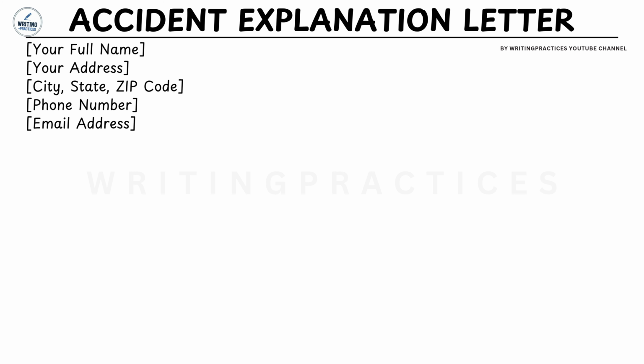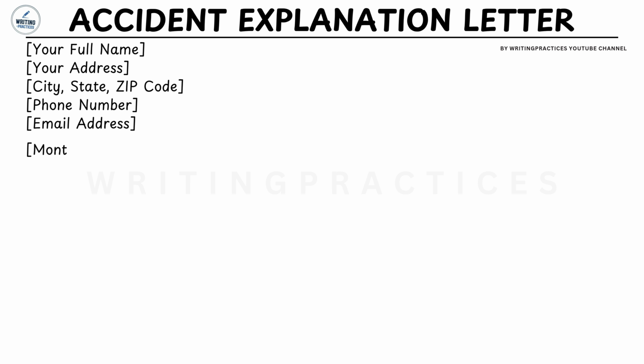Sender information. Start by writing your personal contact details at the top of the letter. For example, Michael Turner, 4518 Oak Ridge Avenue, Phoenix, AZ 85016, 602-555-1847, michael.turner@email.com. This section identifies who is providing the explanation and gives the recipient a way to request additional information if necessary. Providing complete contact information helps ensure the matter can be reviewed efficiently.